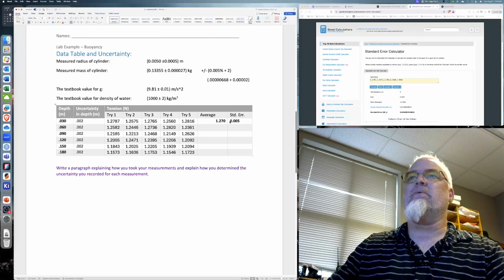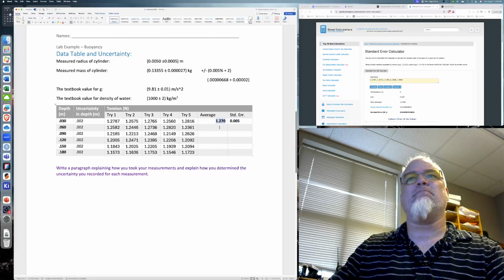So when you know your uncertainty, the number of digits that you keep in your value should match the number of digits that we have in our uncertainty. For example, there's 1, 2, 3 digits here, so there should be 1, 2, 3 digits here.